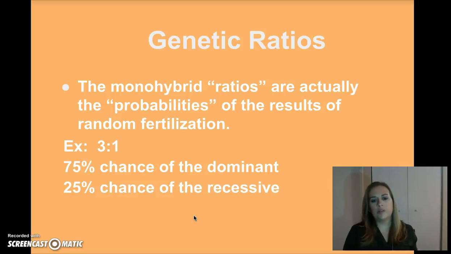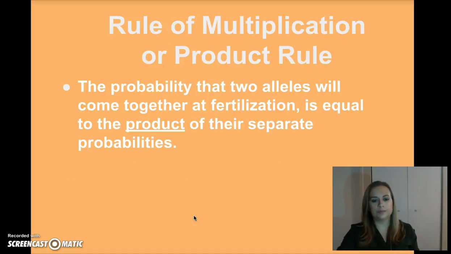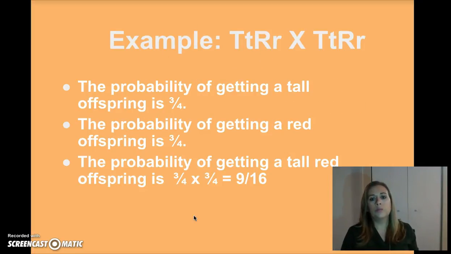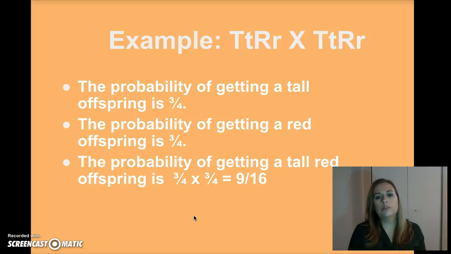That means you have a 75% chance of showing the dominant phenotype and a 25% chance of showing the recessive phenotype. So what we can do with this is use the product rule. This is the rule that we use when we do these larger dihybrid or trihybrid crosses. It says that the probability that 2 alleles will come together at fertilization is equal to the product of their separate probabilities.